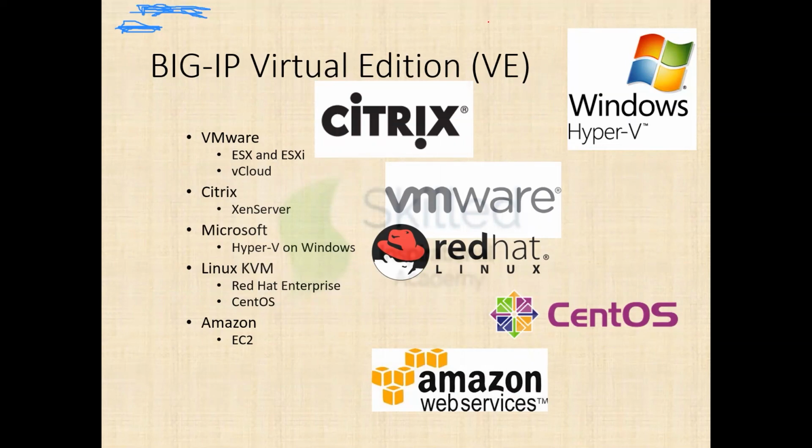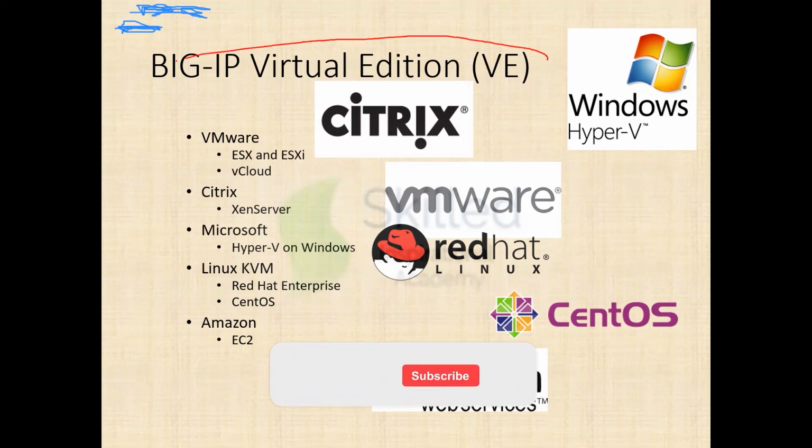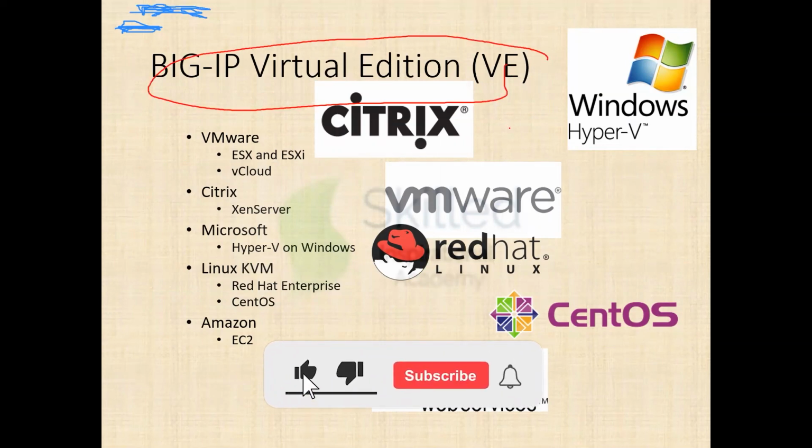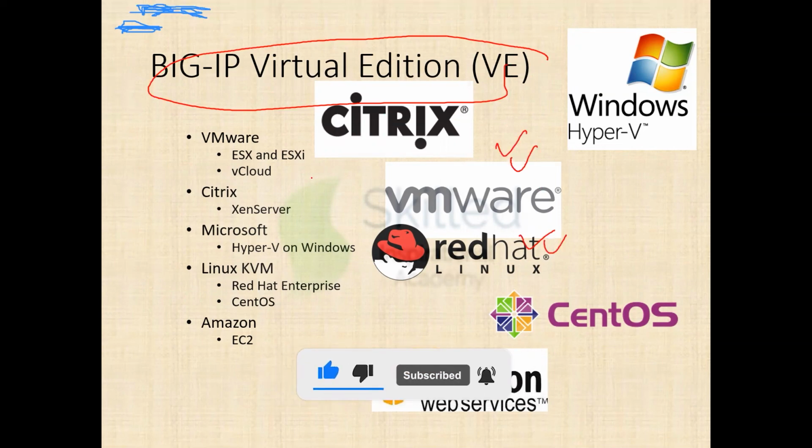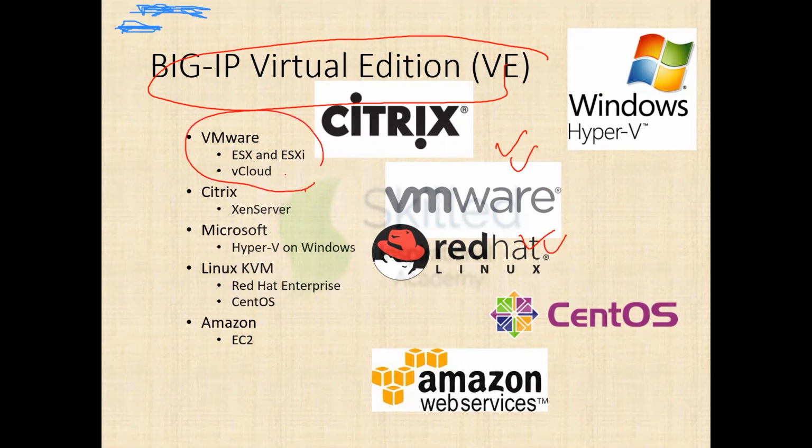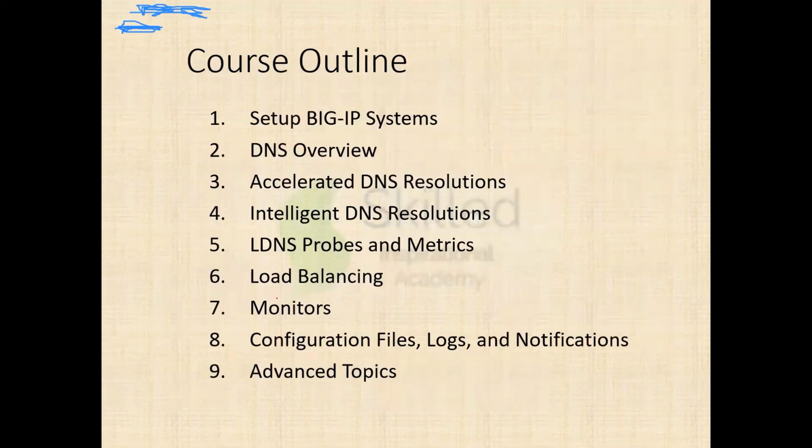So BIG-IP, as I told you, has a hardware module and a virtual edition module also. You can use VMware, Red Hat, Citrix, all of which can be integrated with BIG-IP. So you can deploy your BIG-IP in your AWS architecture also. So you can deploy F5 in your cloud also. This is how it goes.